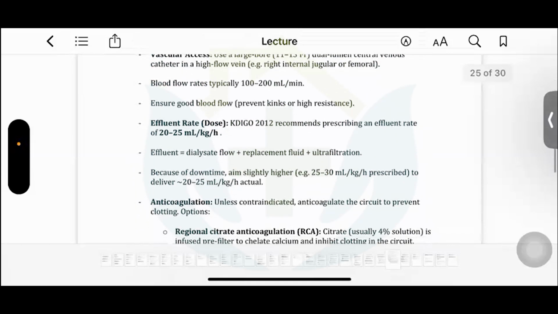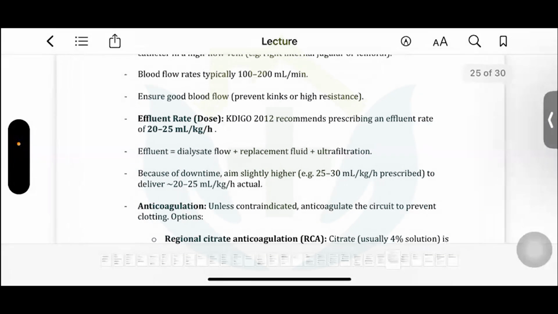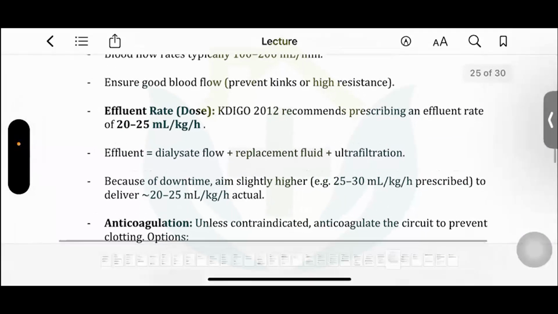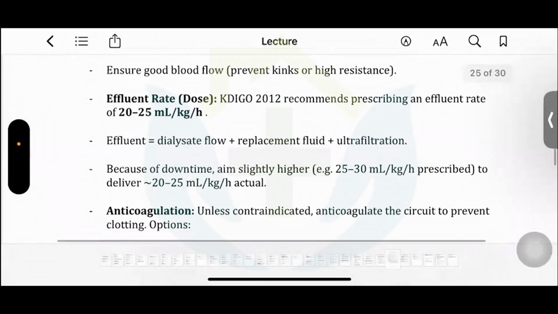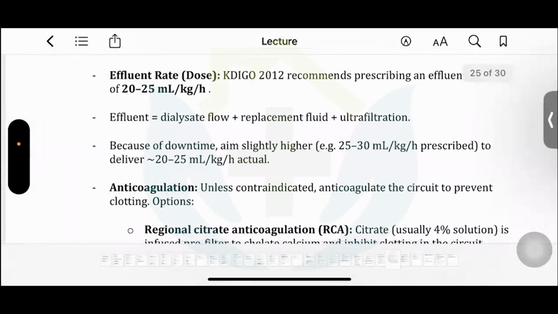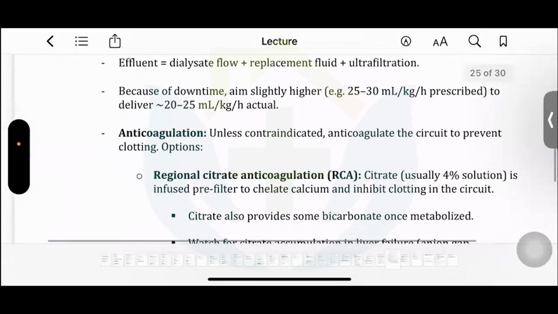Effluent is equal to dialysate flow plus replacement fluid plus ultrafiltration. This equation needs to be remembered by heart if you want to practice in Europe, because in Europe the intensivists take care of the CRRT effectively. So you need to know how much effluent you are going to take out. Because of the downtime, aim for a slightly higher prescription to deliver 20 to 25.